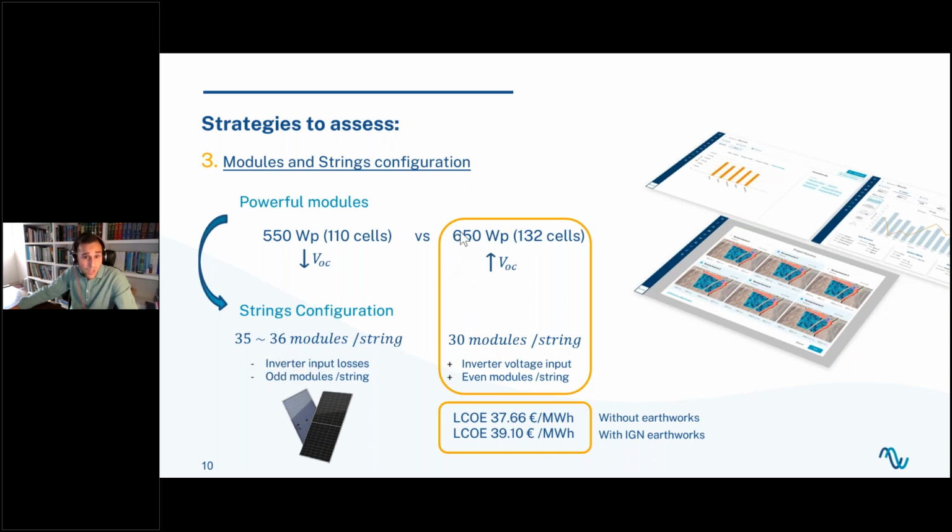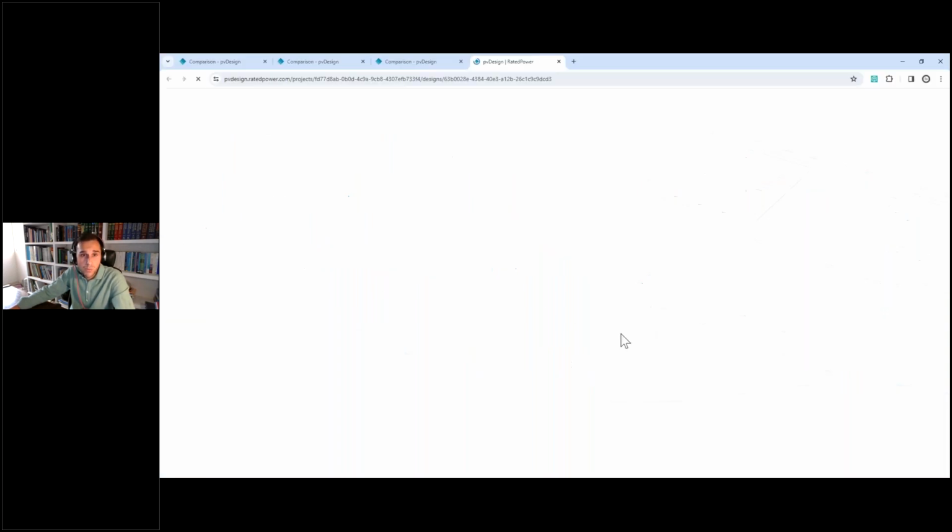Otherwise, if we go for a much higher and bigger module, we will have a higher open circuit voltage, and that means that we will have fewer modules per string. This is a good choice in order to create shorter structures, and so having an even number of modules per string. So let's go to this simulation and compare these two scenarios.